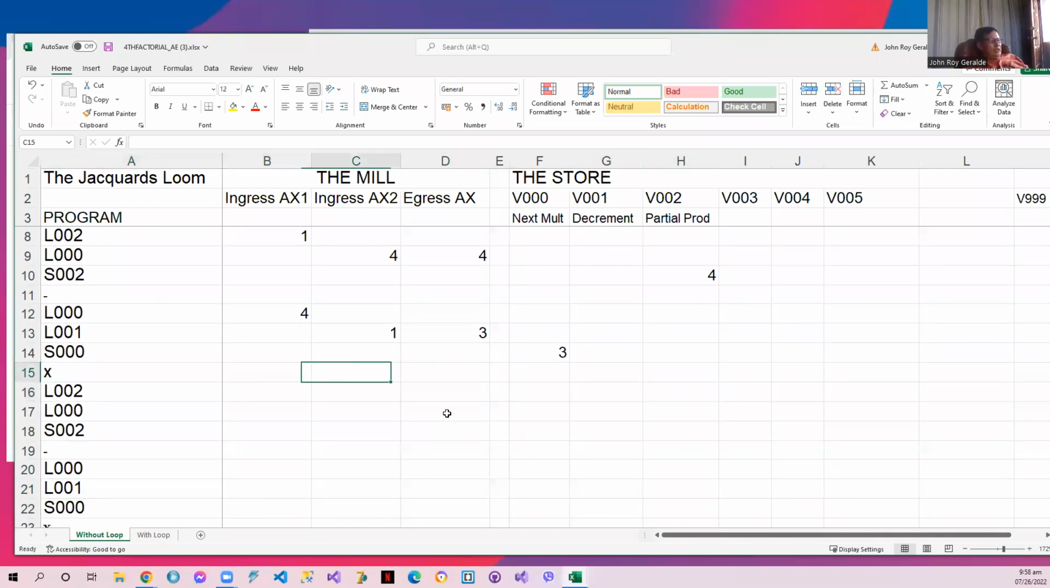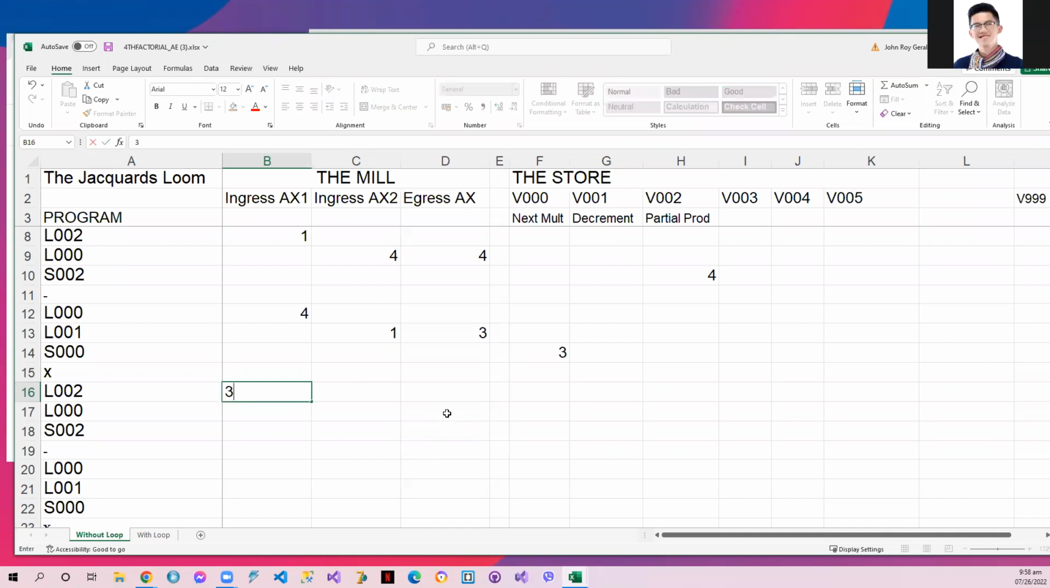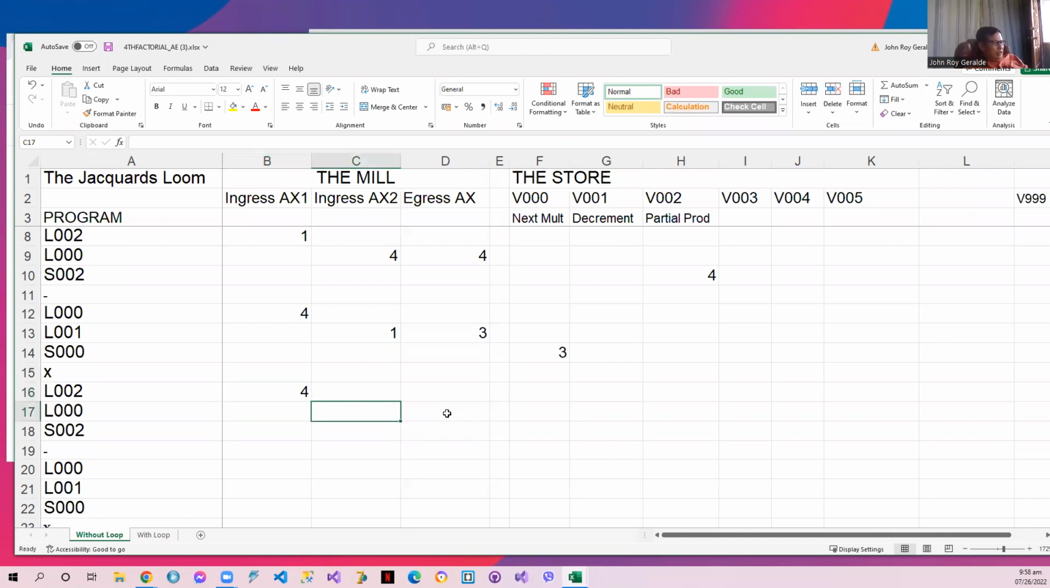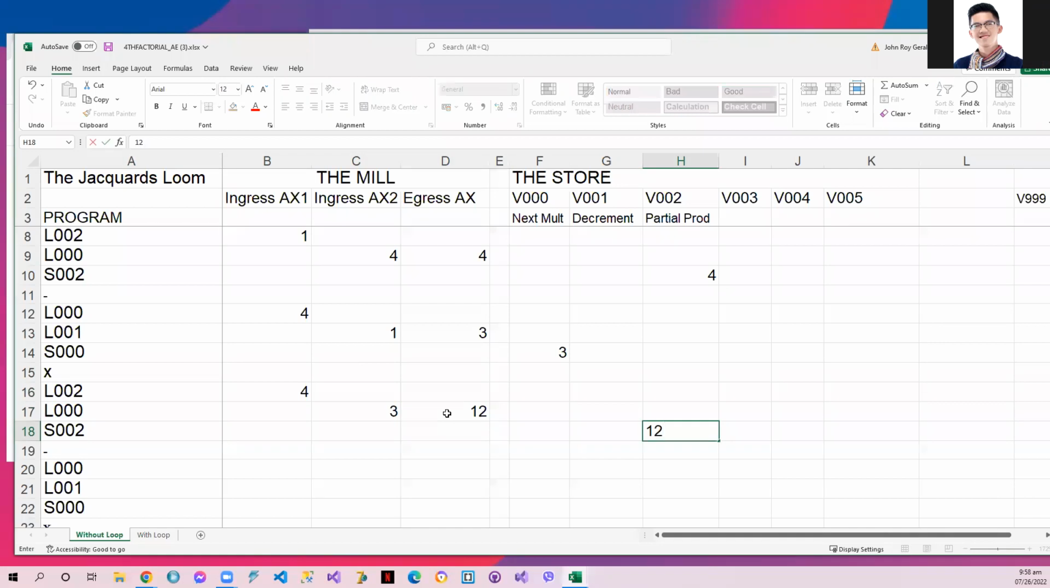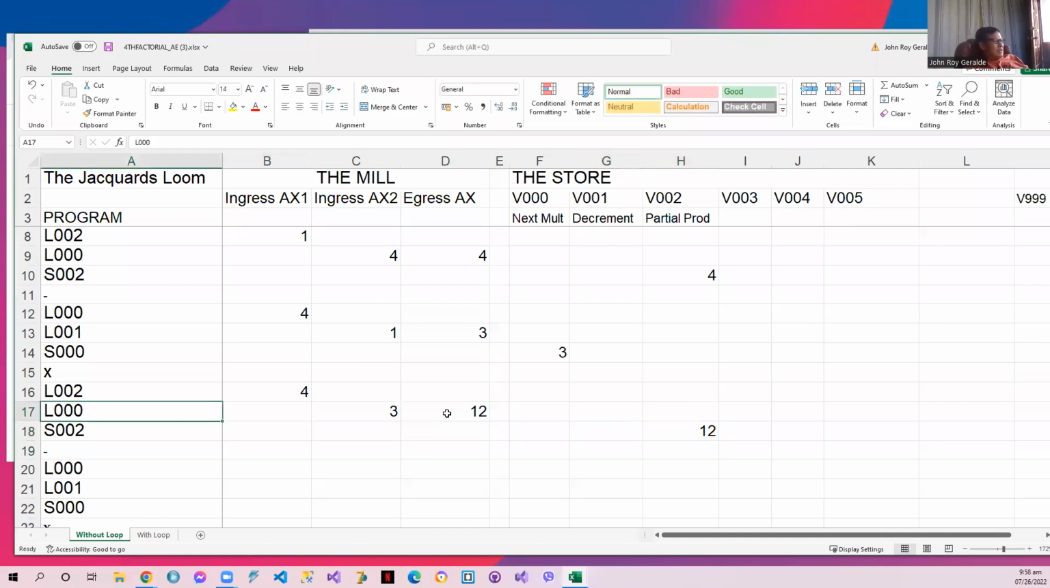The next card is an operation card followed by a variable card. What will be the value of egress axis 1? 4, because 002 is 4. Ingress axis 2 in this case, what will be the value? 3. And what will be the result? 12. And then we will store it to 002. Do you follow? So the first step, the times computes the partial product and the minus computes the next multiplier.